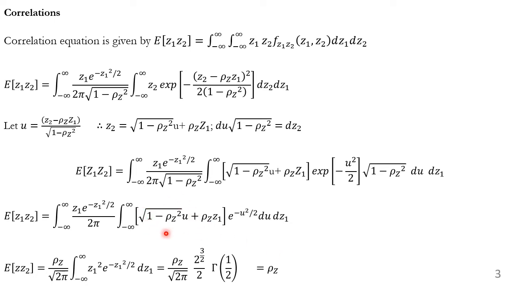For the odd values, you know from the gamma functions that this will be 0. So we need to consider only the rho Z Z1 e to the power minus u square by 2 term. So when we do it, it simplifies to rho Z divided by root 2 pi, integral of Z1 square e to the power minus Z1 square by 2 dz1. We'll apply the gamma functions and this will reduce to rho Z.